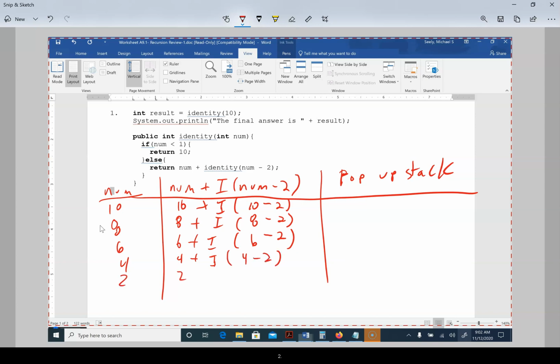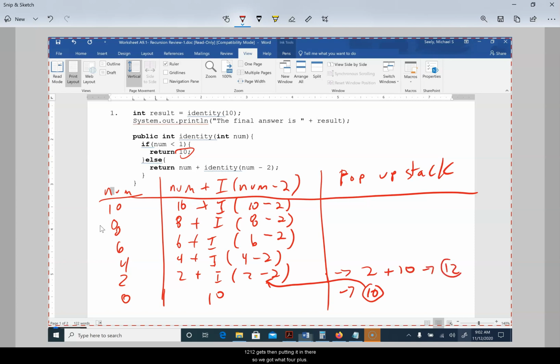Just 2. Which is 0. Now 0 is less than 1. So what do we do? We return 10 here. So 10's there. As we pop back up the stack, we get 10 going into here. So we got 2 plus 10 is 12. So 12 gets then put into there.